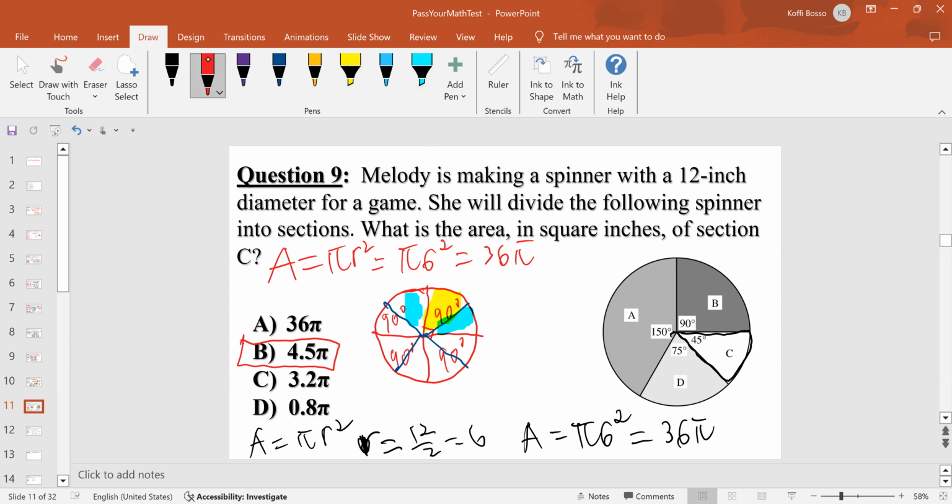Now, if the area of the entire circle is 36 pi, to find the area for 45 degrees, take 36 pi and divide it by 8. You're going to get the same answer, 4.5 pi. So the correct choice is B. Question number 10.